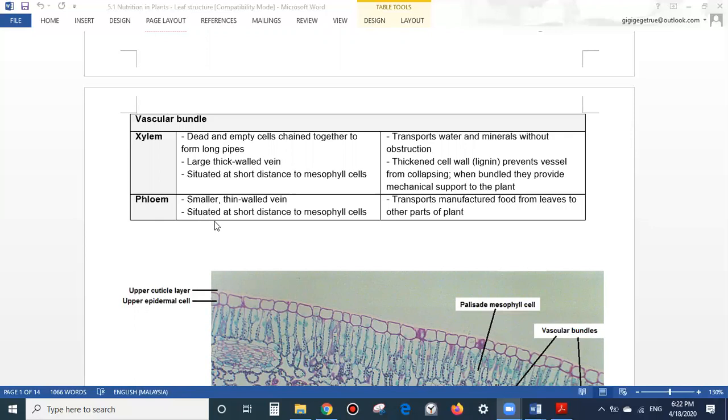So in that case, it will carry food from the leaf to other parts of the plant. Okay? So xylem is there to transport water and mineral salts. And xylem is also there for support because lignified walls are very strong. Phloem only has one function, that is to transport food in the form of sucrose and amino acids from the leaf to other parts of the plant.